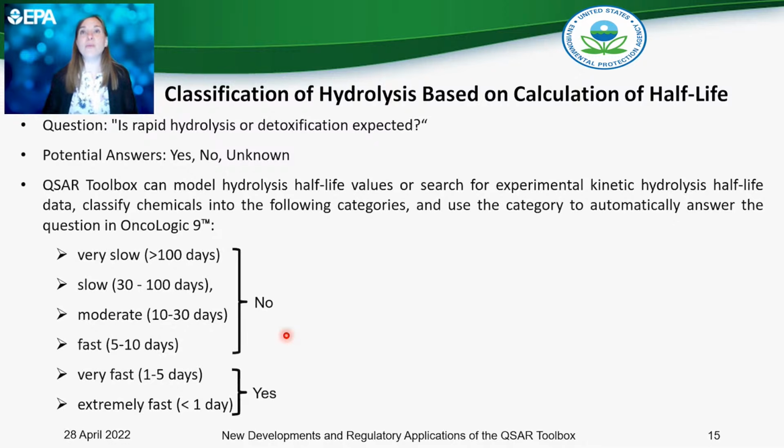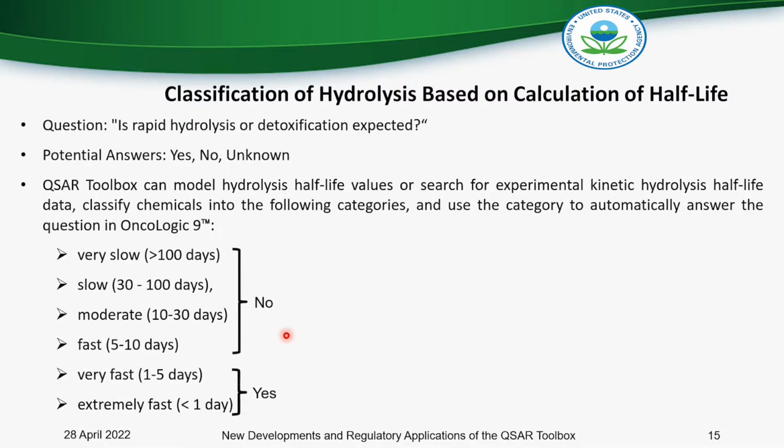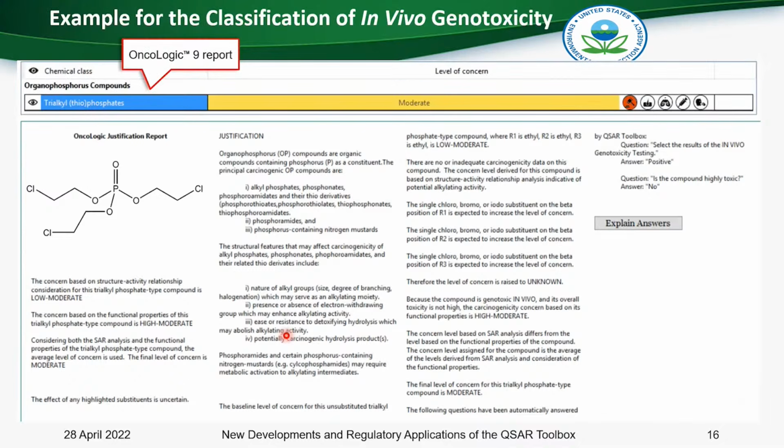These values were chosen quite arbitrarily. And as more data comes in about the use of these particular values, we will reassess and perhaps change what our cutoffs should be. I'm now going to show you how OncoLogic and QSAR Toolbox work together to show a complete, transparent picture of how a prediction for level of concern was given.